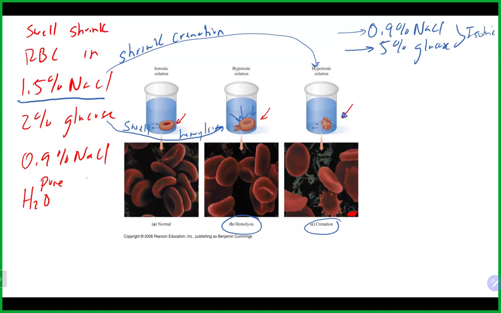0.9% sodium chloride is an isotonic solution, which means your cell is going to be okay in this case, right? So we're going to get equal flow inside and outside of the cell. How about pure water? Is it isotonic?